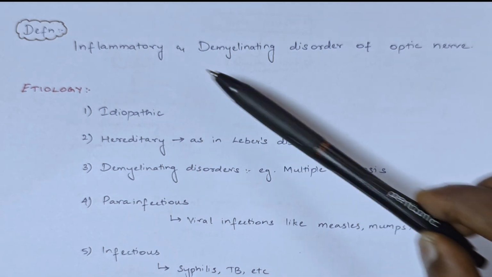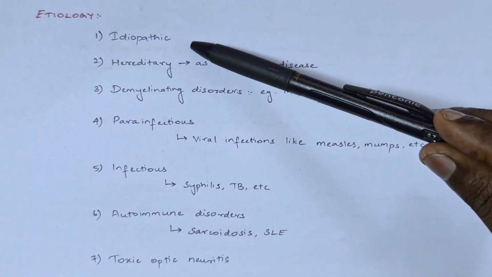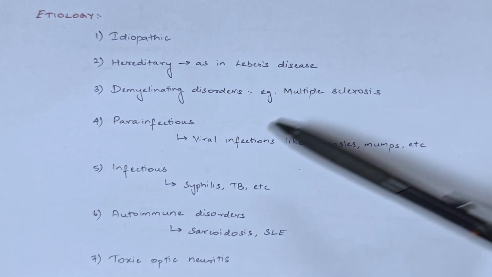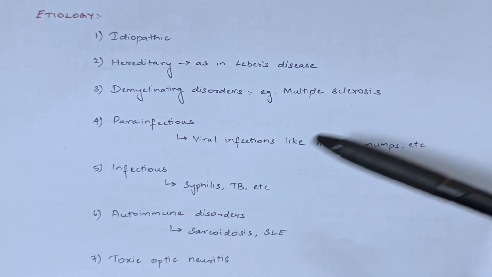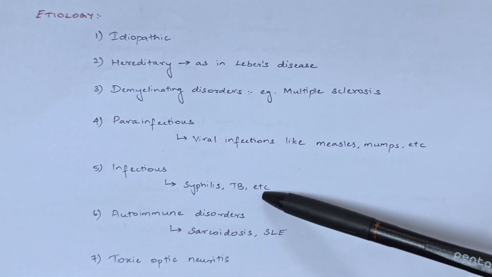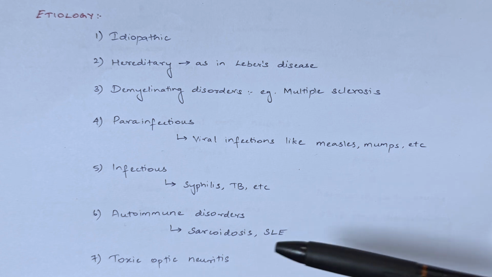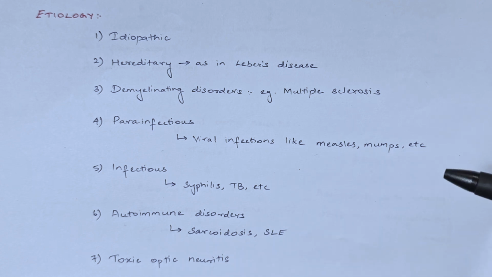Definition: inflammatory and demyelinating disorder of optic nerve. Etiology: it can be idiopathic, hereditary like Leber's disease, demyelinating disorders like multiple sclerosis, para-infectious like measles and mumps, infectious like syphilis and TB, autoimmune disorders like sarcoidosis and lupus, and toxic optic neuritis.